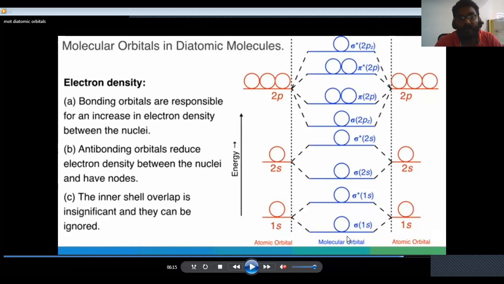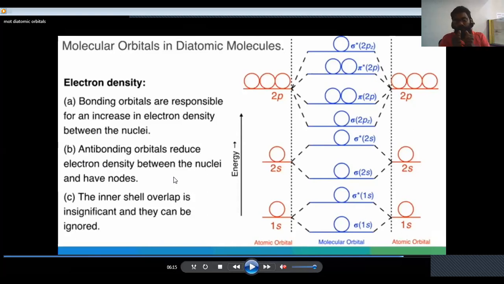That's why it is settled down and more stable. This is the condition. Bonding orbitals are responsible for increasing electron density between the nuclei. What happened? The nuclei are more attracted. That's why this orbital is more stable, with less energy. That is important. Anti-bonding orbitals reduce the electron density between the nuclei and have nodes.